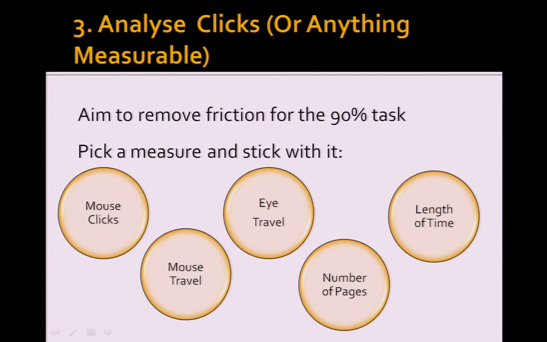So I guess the point is that it's good to pick a measure that applies to your product. And it could be mouse clicks, it could be mouse travel, it could be number of pages if you're talking about a wizard. But whatever it is, just pick that measure and stick with it. Don't start with something, do some optimizations, and do the marketing thing of saying, oh, look, it's much better in this way.